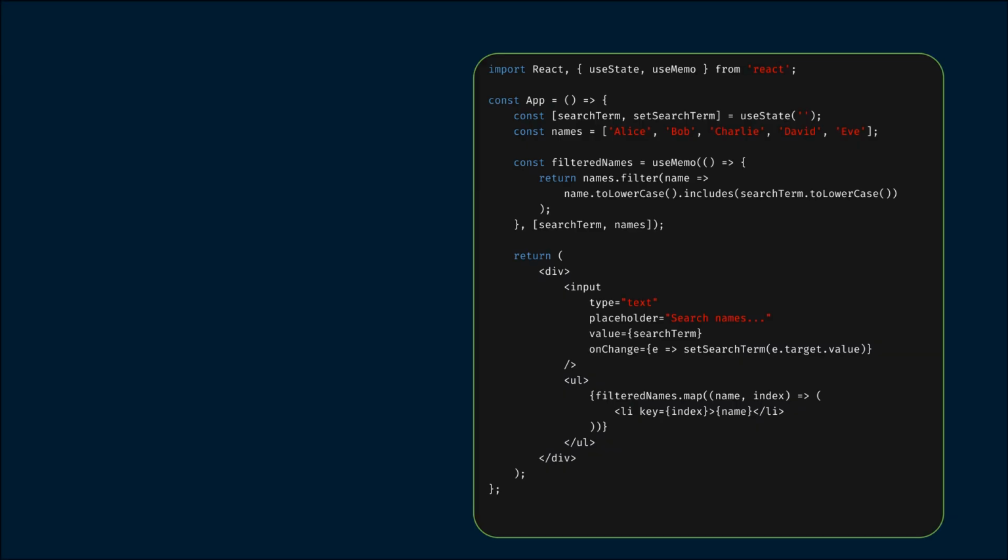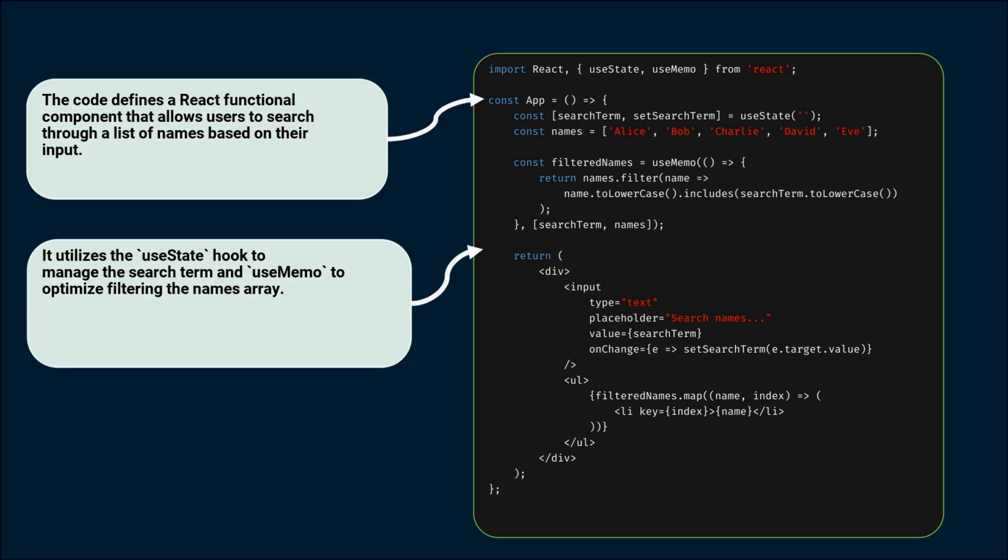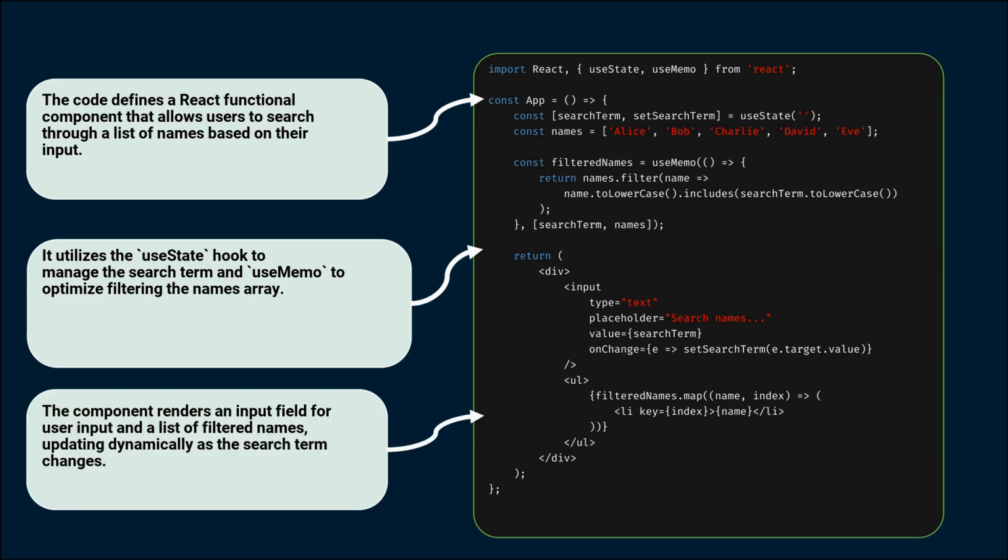Now let's see how we can implement a simple name filtering feature using the useMemo hook in our React application. In this example, we begin by importing the necessary React hooks, useState and useMemo. The component maintains a state variable called searchTerm, which is updated as the user types in the input field. We also define an array of names that we want to filter through. Next, we utilize the useMemo hook to optimize the filtering process.